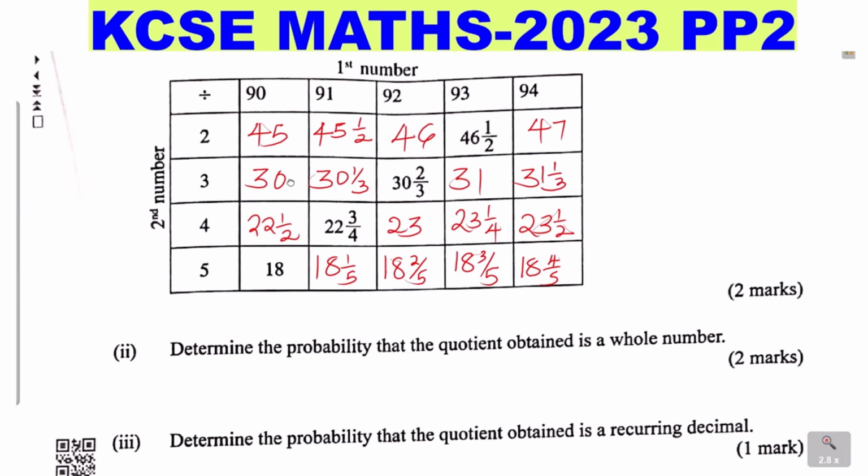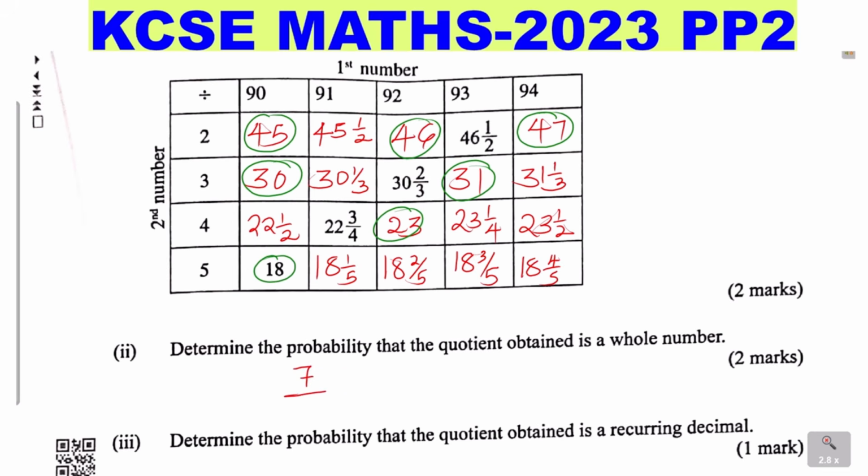Part 2. Determine the probability that the quotient obtained is a whole number. So let us check for the whole numbers. There is 1 whole number, this is 2, 3, there is 4, there is 5, there is 6, and there is 7. So the probability will be 7 divided by the total outcomes.